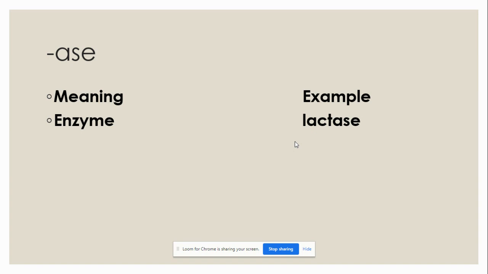So ase stands for enzyme. Lactase is the enzyme that will break down lactose, which is found in milk. And if you're lactose intolerant, then you don't have this particular enzyme regularly inside of your body. If you do have this enzyme in your body, you're actually considered a mutant. The prefix auto means self. So autotroph is a self-feeder. Plants are always considered autotrophs because they can go through photosynthesis.